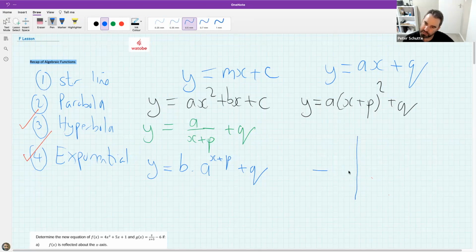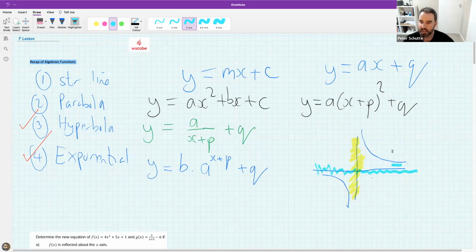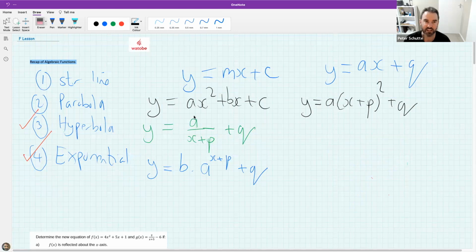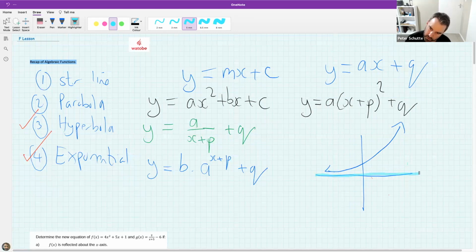So the hyperbola is kind of easy because it actually has 2 asymptotes. It has the vertical one, and it also has the horizontal one. The line gets closer and closer, but never gets there, to both the blue and the yellow. So those are the asymptotes for the hyperbola. But for the exponential, there aren't 2 asymptotes. If, for example, we had an exponential that looked like that, then the asymptote would just be the horizontal one here. And so that's why 4 also has an asymptote.